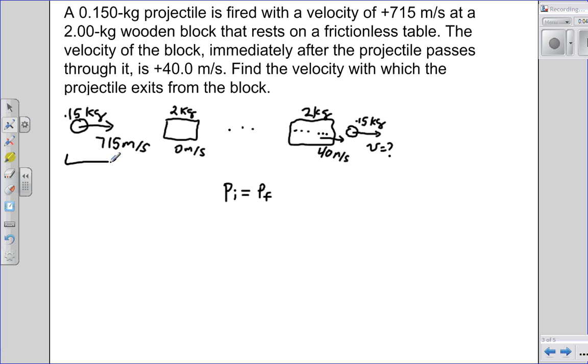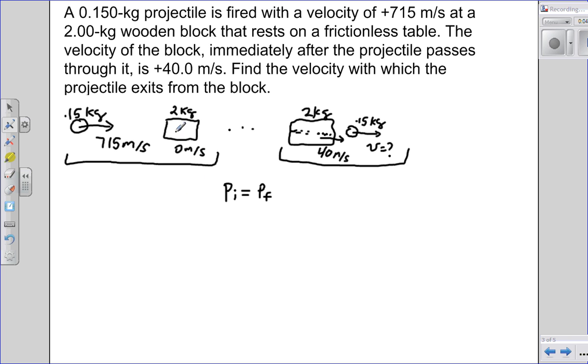So this first section here is the initial section. It's where the projectile is coming at 715 meters per second. The block here is 2 kilograms and is at 0 meters per second. And then after the projectile passes through the block, this is the final section where the projectile literally has come through the block here and come out the other side. So we have initial momentum equals final momentum.